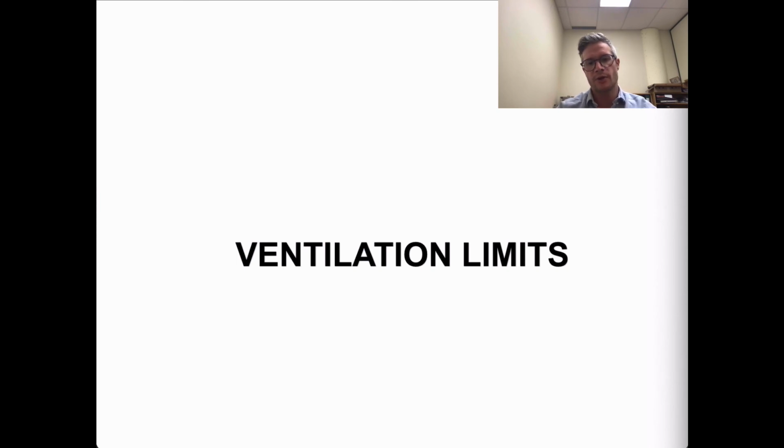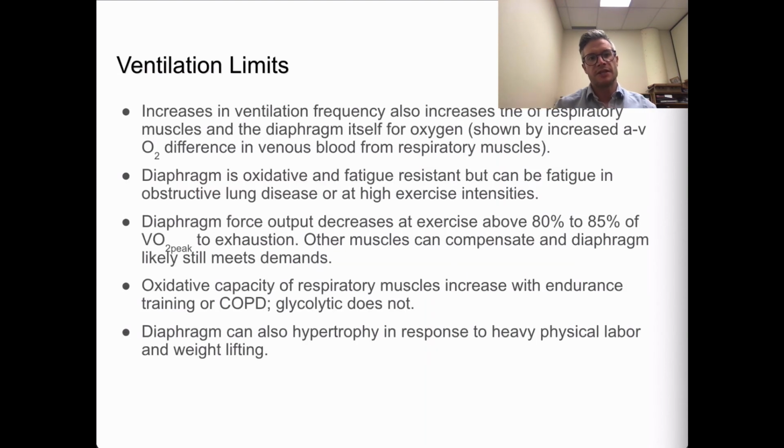Now we're moving forward from that point. We're going to see what the upper limits of our ventilation are, and ultimately what we're looking at is some things that happen in and around the diaphragm. We get to this point where we have such a high frequency of respiratory rate that our diaphragm, even though it's oxidative and aerobic in nature, so it's fatigue resistant, can still get fatigued. We usually see this around 80% of our VO2 peak to exhaustion.